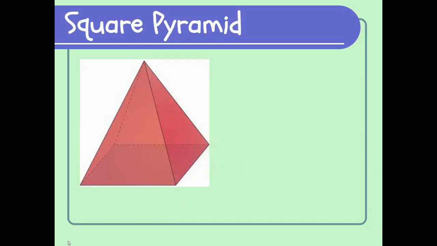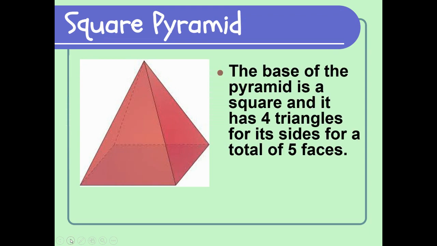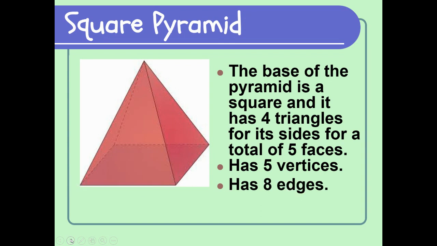Next up is our square pyramid. When we started, we talked about how a pyramid comes to a point. You see that point at the top. The reason why we're specifying that this is a square pyramid is because it has that square base. The base of a pyramid is a square. It has 4 triangles for its sides and a total of 5 faces. It has 5 vertices or 5 points. It has 8 edges.